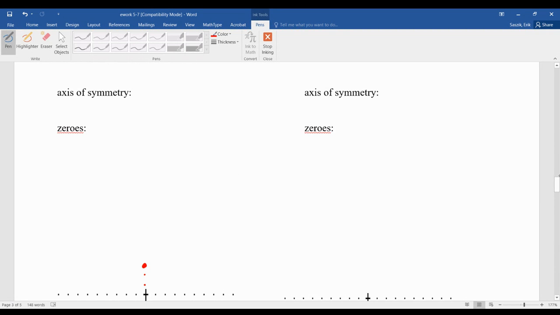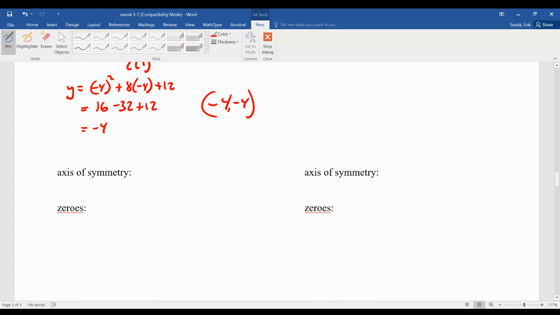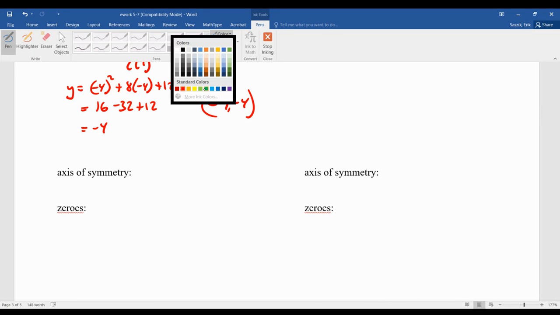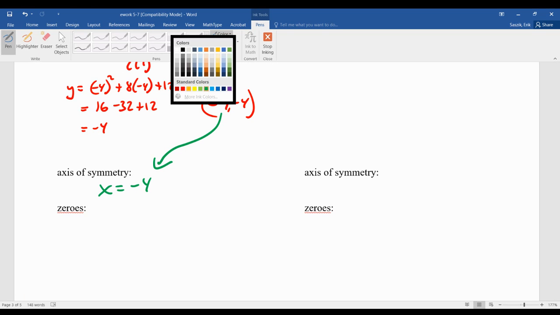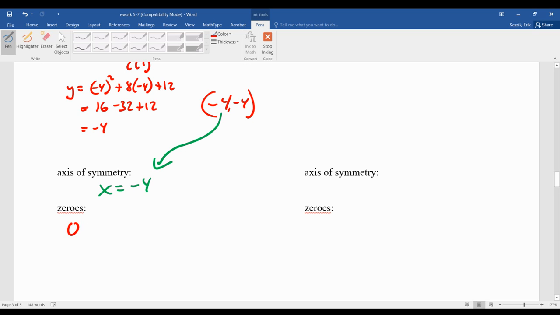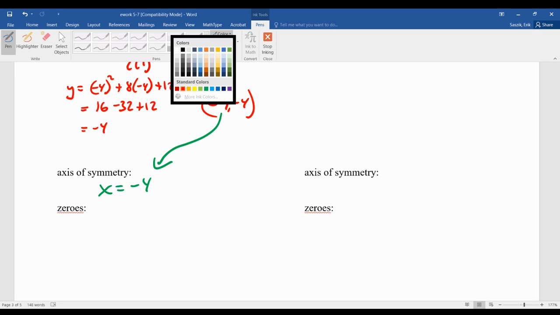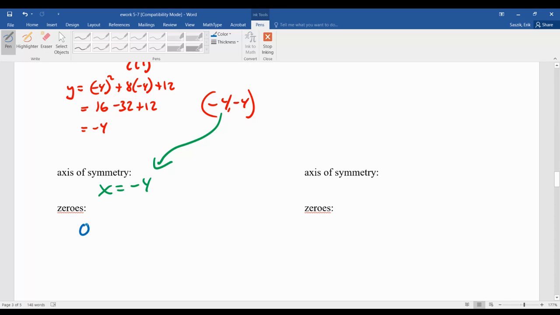So we still need to solve. We'll do that in a moment. Remember our axis of symmetry. That is x equals -4 because that's what the x value is. The zeros we are going to replace. I'll do this in blue actually. The zeros, we replace the y value with 0. And we have x squared plus 8x plus 12. And we are solving now.